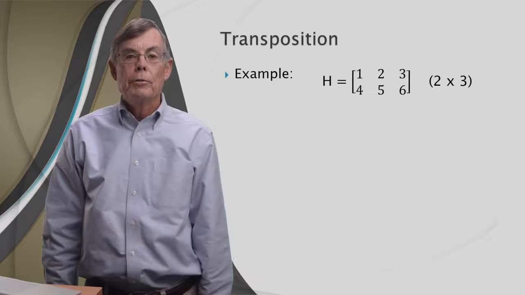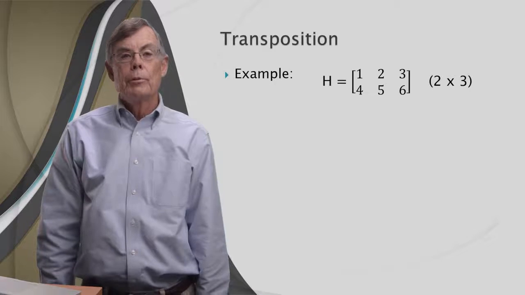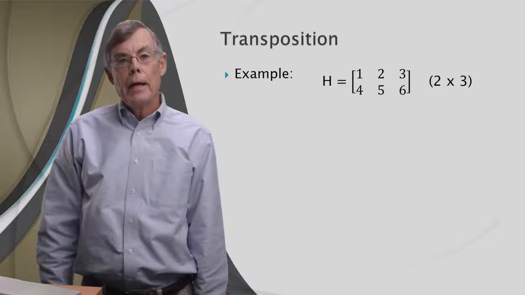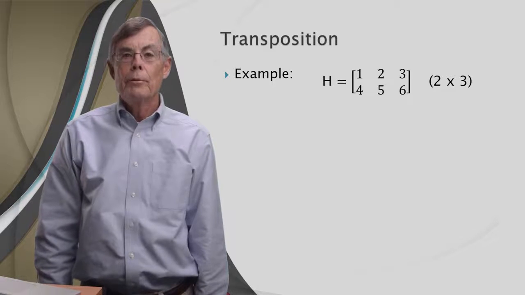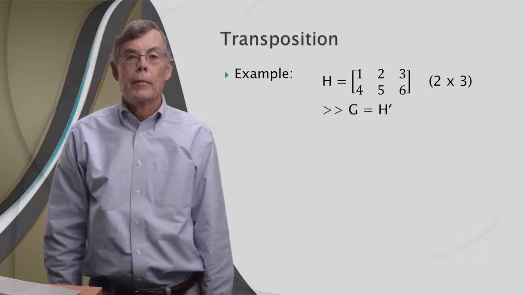Now we're going to change a matrix that we already have. We're going to transform it using the transposition operator. Here's an example of a matrix H. It's a 2 by 3 matrix, as you can see over there on the right.